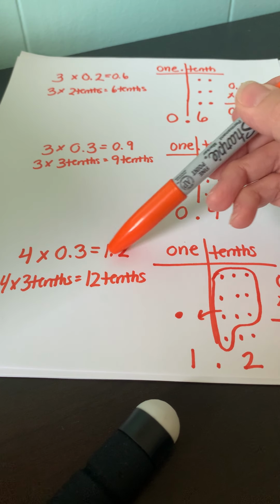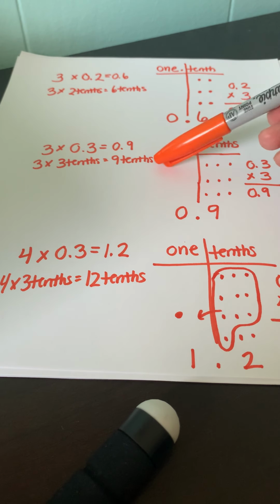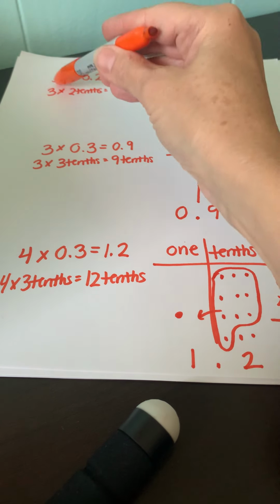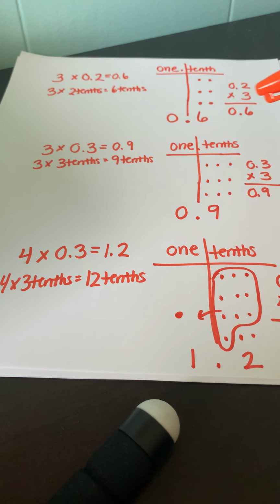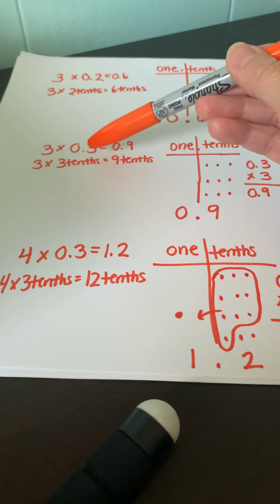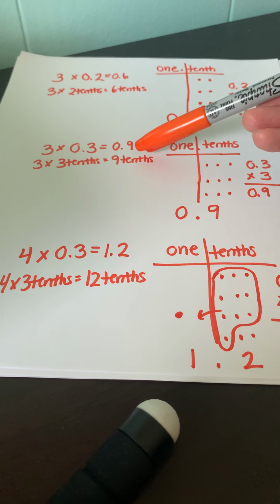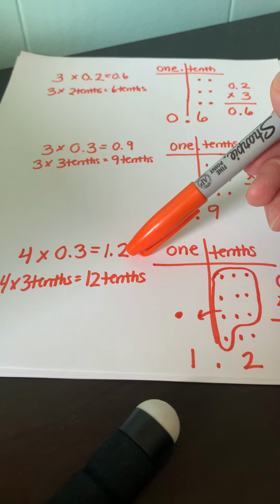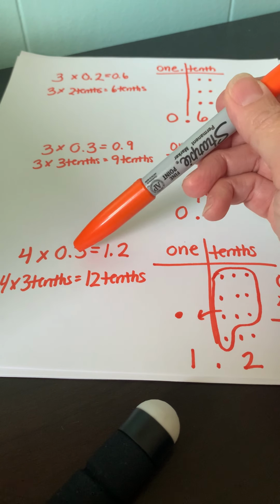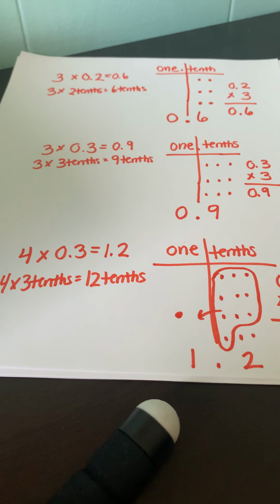The important thing is to recognize and figure out where those decimal points are going to go, because we're talking about a different place value. Instead of talking about 3 times 2 ones equals 6 ones, we're saying 3 times 2 tenths equals 6 tenths. And instead of saying 3 times 3 ones equals 9 ones, we're saying 3 times 3 tenths equals 9 tenths. And instead of saying 4 times 3 ones equals 12 ones, we're saying 4 times 3 tenths equals 12 tenths, or 1 and 2/10.